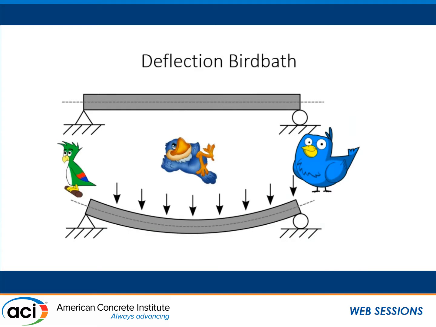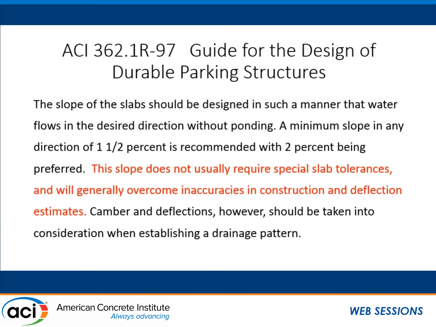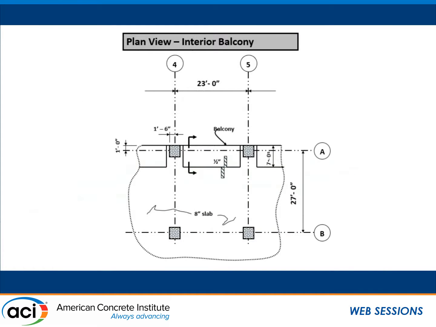We have deflection bird baths, which can take a lot of birds, right? So one of the things we have is how are we going to handle deflections? And we could use some help. The parking garage people have some information, but they talk about consider camber and slope. The question is whether a structural engineer gets involved in the architectural slopes for drainage, and that doesn't always happen. And when it doesn't, it's not a good thing. Balconies.